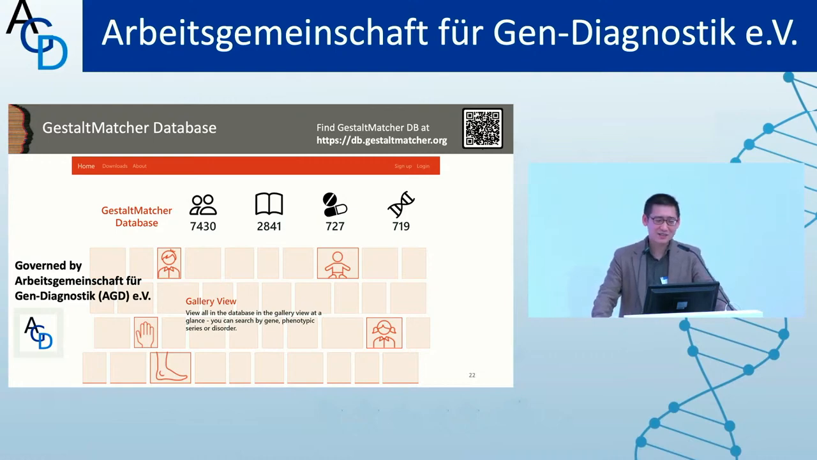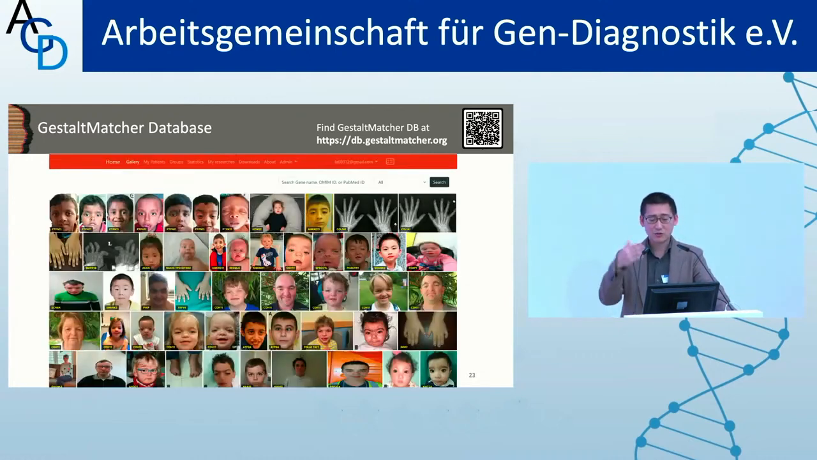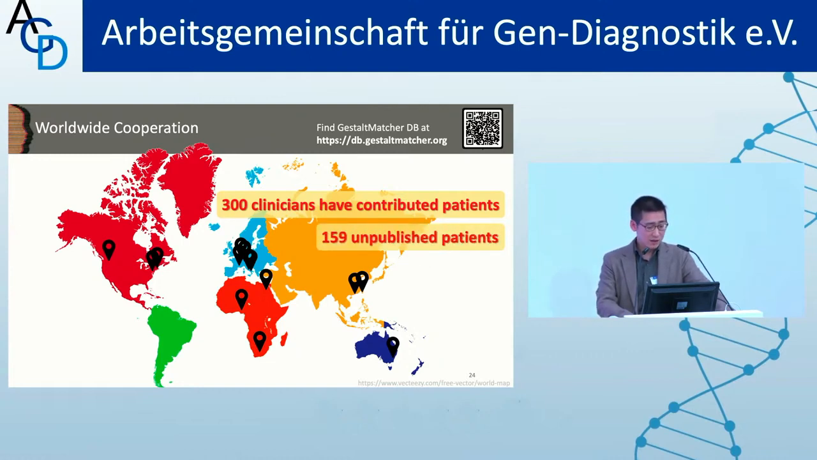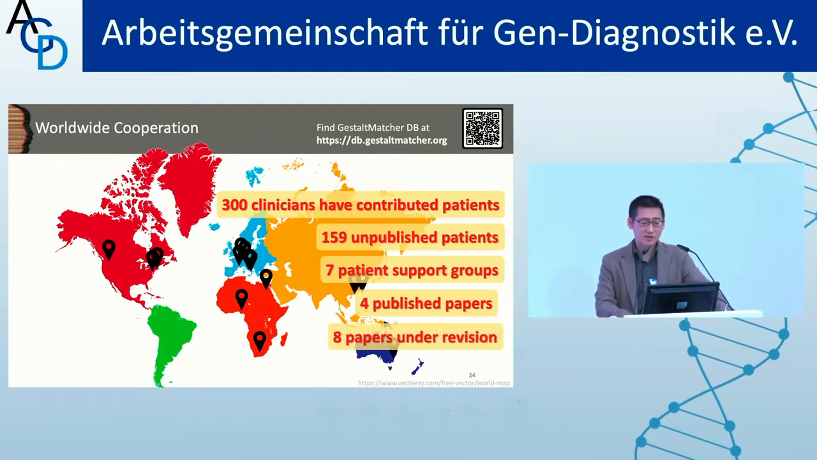This database contains a lot of different images. For example, we have facial photos, profile photos, and also hand X-ray images. We also collect fundoscopy images and photos of the limbs and so on. Moreover, we don't just collect photos and patients from publications; we also enable worldwide collaboration. Around 300 clinicians have already contributed patients. We have around 150 unpublished patients, and around 7 different patient support groups. Currently we have already published 4 papers, and there are 8 papers still under revision.